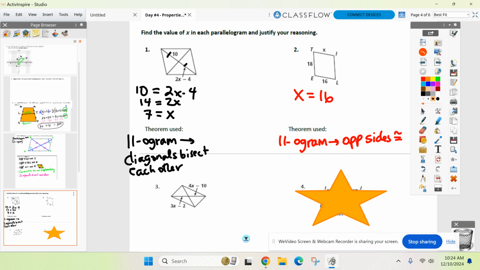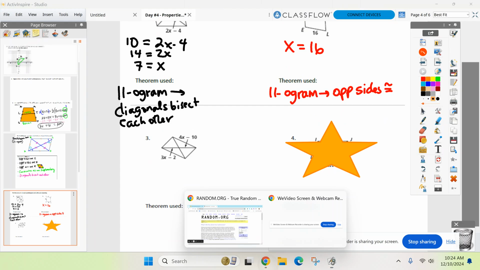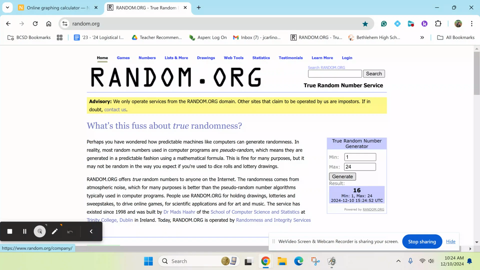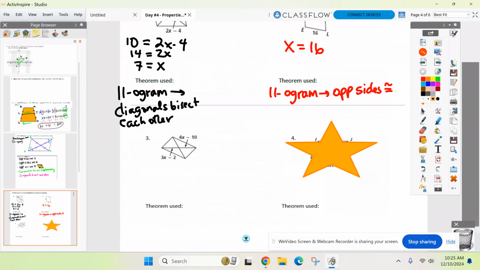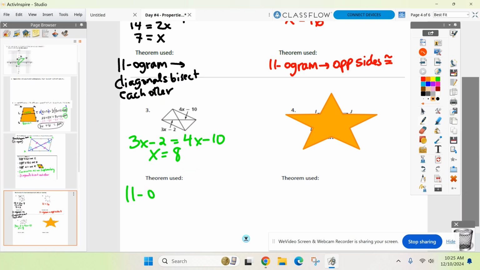And one more here involving segment lengths. What do you know about the 3x minus 2 and the 4x minus 10 on that one? Catherine? 4x minus 10 equals 3x minus 2. Yes, it does. And we should get x equal to 8. How'd you know that, Catherine? Perfect.